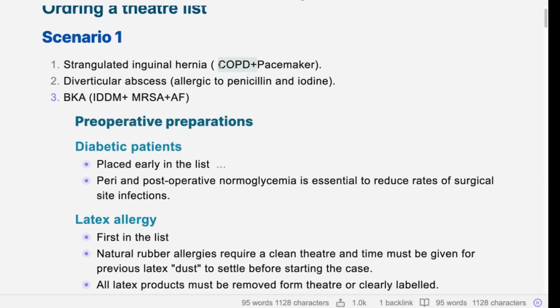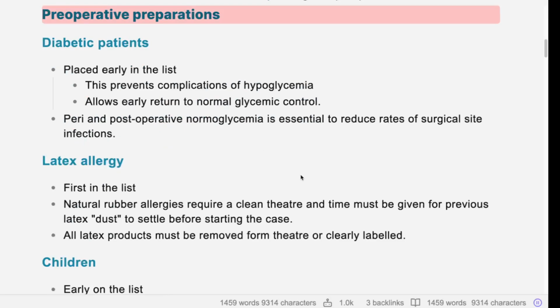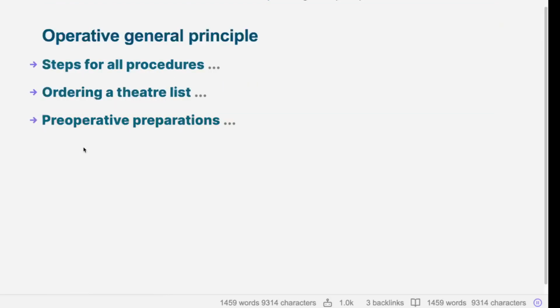With patients who are allergic to iodine and maybe antibiotics, and they will definitely need some antibiotic, what will be your precautions as well? On the other side, for elective cases that are MRSA positive, you need to be aware that MRSA usually will close the theatre for deep cleaning as well. So let's start with what the preoperative preparation or preoperative considerations are.